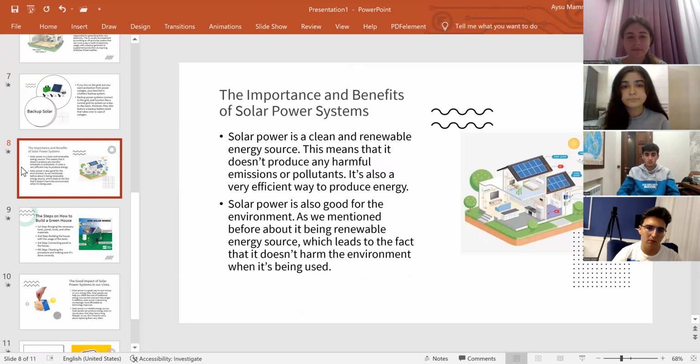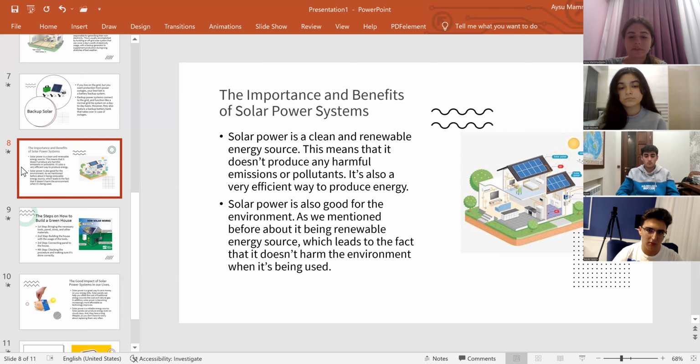Now I'm going to talk about the importance and benefits of solar power systems. As you know, solar power is a clean and renewable energy source. This means it won't produce any harmful emissions or pollutants. It's also a very efficient way to produce energy. As I mentioned before, it being a renewable energy source leads to the fact that it won't harm the environment when it's being used.